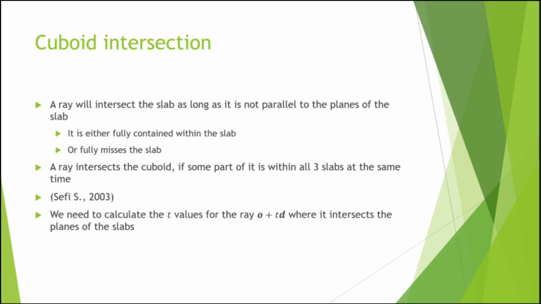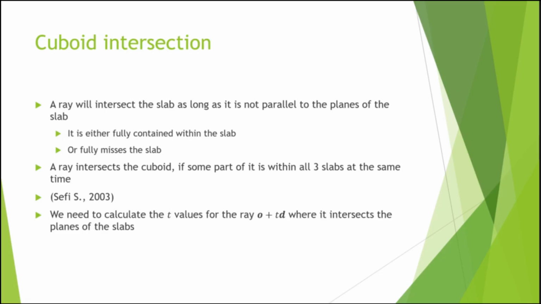So essentially, a ray intersects the slab as long as it's not parallel to the planes of the slab. If the ray is parallel to the planes of the slab, we are either fully contained within the slab or we fully miss the slab. In my code, what I did was if the ray lies exactly in the planes, then it's calculated as a miss. We want to be within.